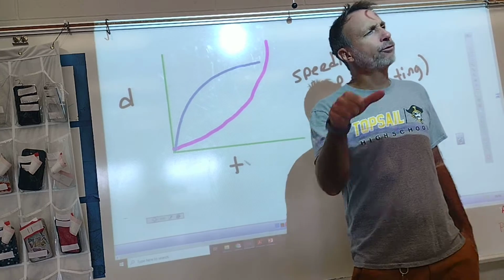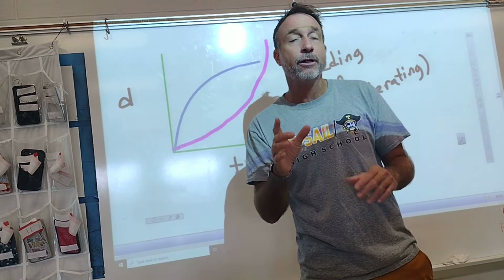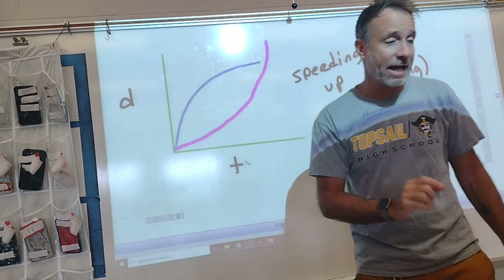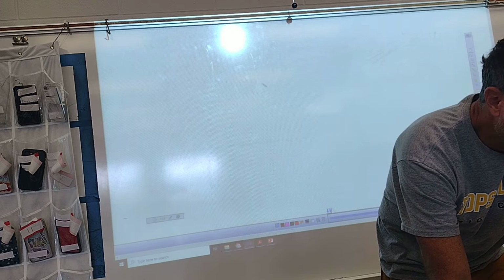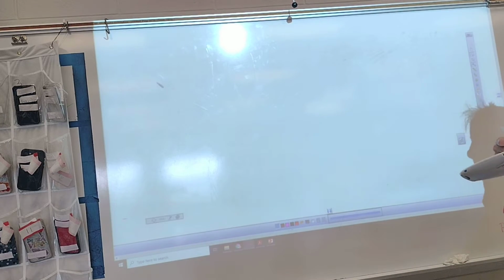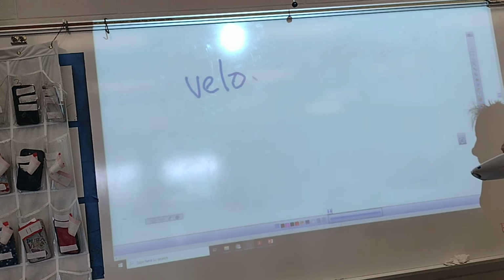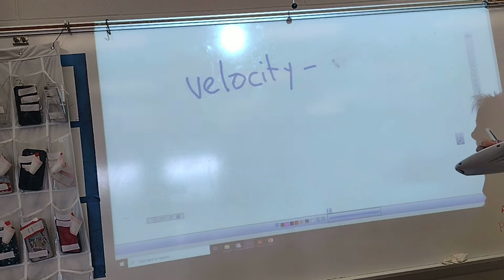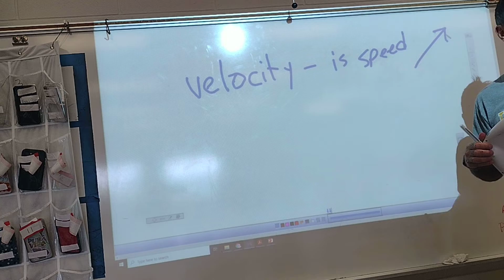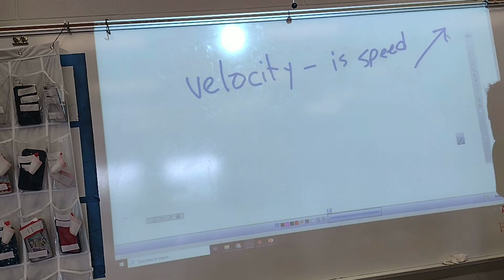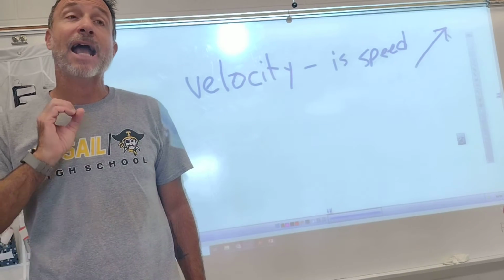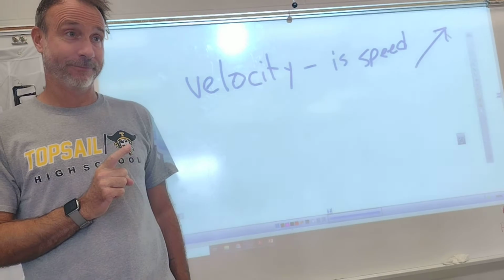And you're like, Mr. Perkins, if you turn the wheel, you can still be going the same speed. Correct. So we need to talk about what V for velocity actually means. Velocity means speed in a certain direction. Write this down, please. Velocity is speed with an arrow. Speed is how fast you're going. Velocity is how fast you're going and what direction you're going.